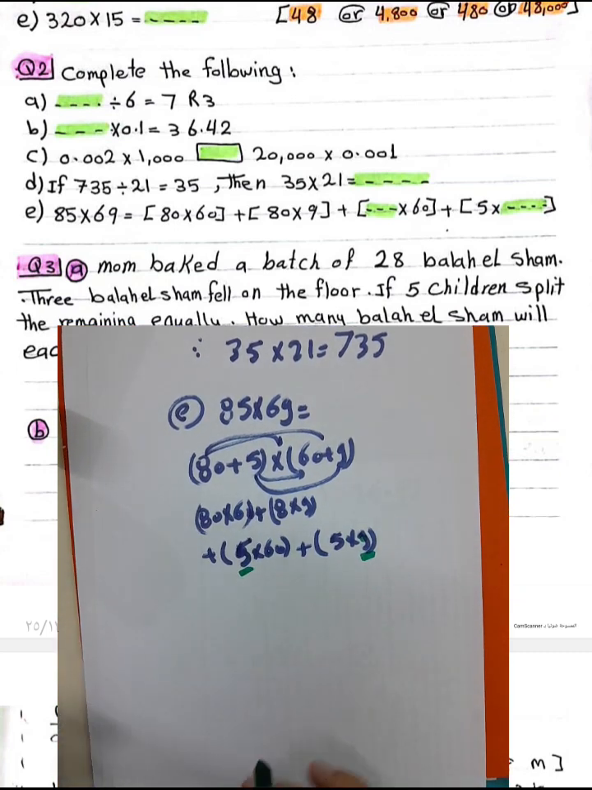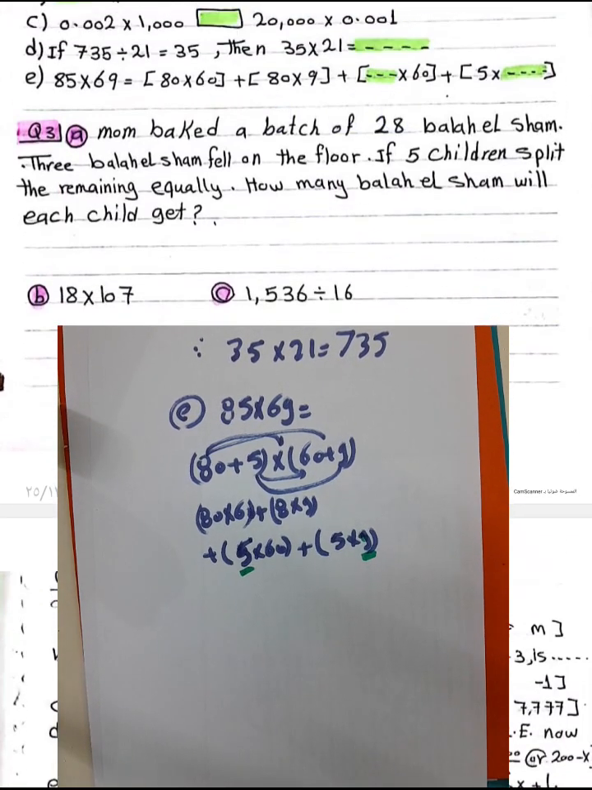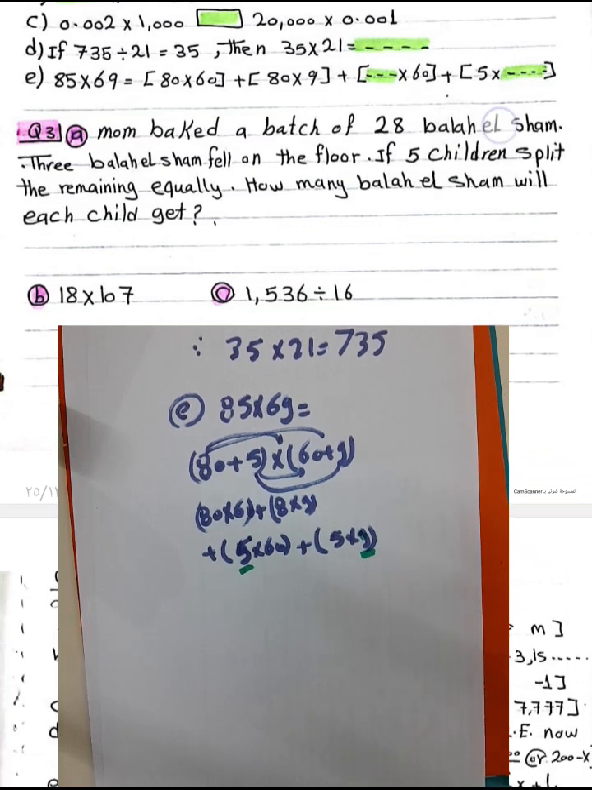Okay, question number 3. Mom baked a batch of 28 dates. 3 dates fell on the floor. If 5 children shared the remaining equally, how many dates will each child get? We can write 28 times 5. Okay, she baked 28 dates.